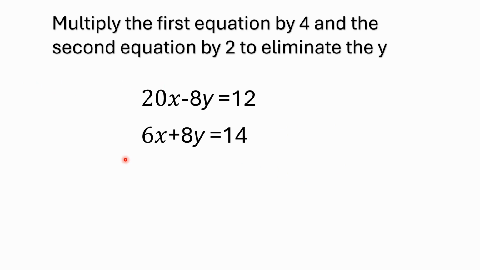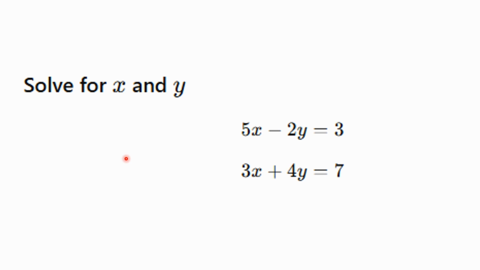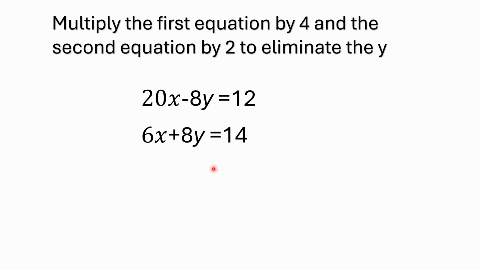So if we do multiply that first equation by 4 all the way across, we'll have 20x minus 8y equals 12. And you can see by looking back here, 5x times 4 would be 20, minus 2y times 4 is minus 8y, 3 times 4 is 12. And if we multiply the bottom equation, we should have 6x plus 8y equals 14, which is what I'm showing right here. So we've got these two equations. We've multiplied the top by 4 and the second equation by 2.